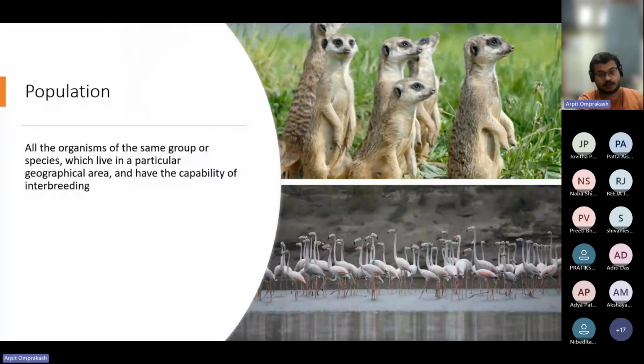Many organisms come together to form a population. So all the organisms of the same group or species, which are living in a particular geographical area and have the capability of interbreeding, are called a population. The capability of interbreeding basically means that you can take two individuals of the population, breed them, and you will get a fertile offspring that can also reproduce.